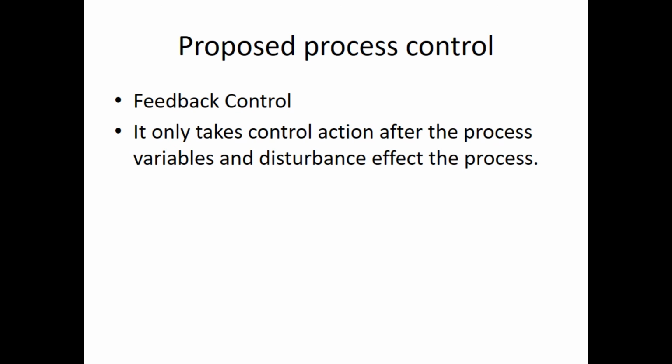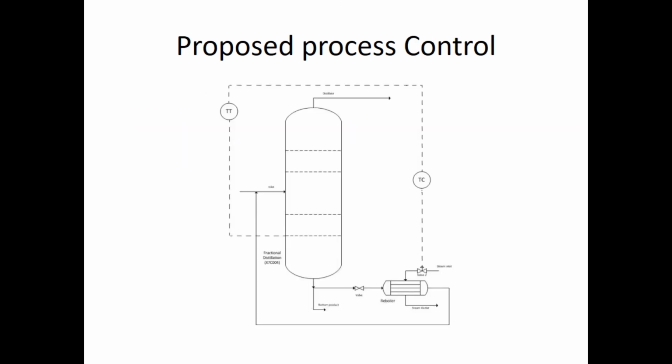This is because it will only take control action after the process variable and disturbance affect the process as well. Moreover, it is a cheaper and simple control system. It is also more effective compared to other control systems. The PFD diagram shown below is a feedback control system which is drawn by using Microsoft Visio.